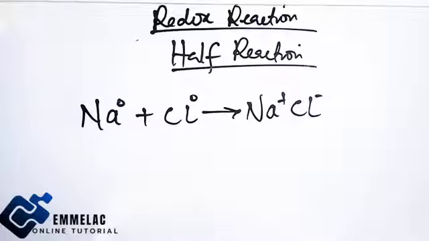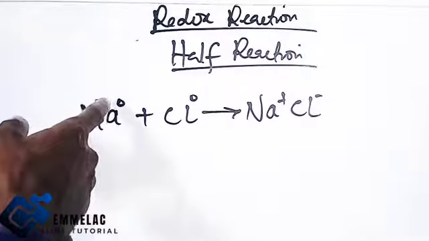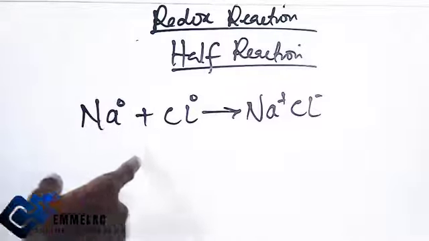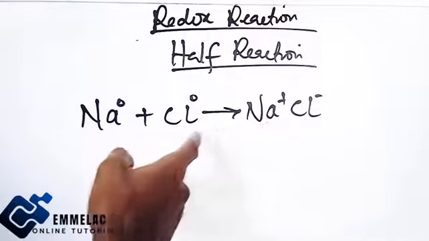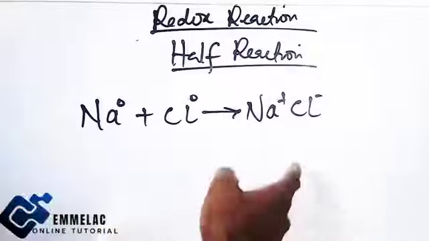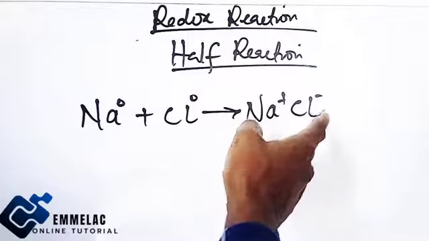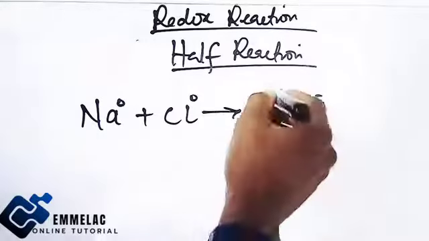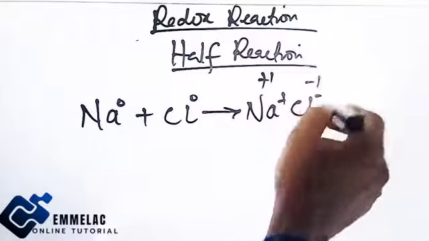Now here it is. Sodium in its ordinary state is electrically neutral with a zero charge. But it gives out an electron to chlorine to become positively charged. And chlorine in its ordinary state gains an electron from sodium to become negatively charged. Now, take note, this plus means plus 1, and this means minus 1.